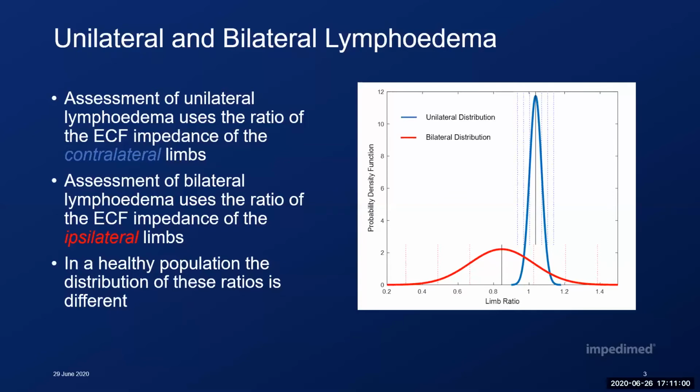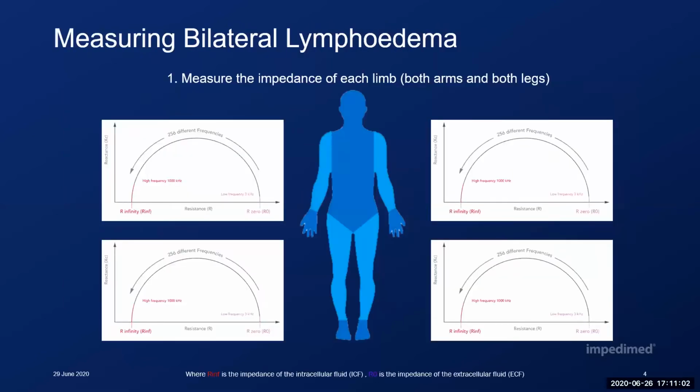To calculate a bilateral L-Dex score, we first measure all 4 limbs, that is both arms and both legs. Using the SOZO, this is very simple, as a patient stands on the device without shoes or socks, and the impedance of all limbs is measured in a single measurement. The impedance of each limb is measured at the 256 frequencies, and the impedance of the extracellular water, or R0, is determined from the Cole plot. So we have an R0 value for the left and right arm, and for the left and right leg.